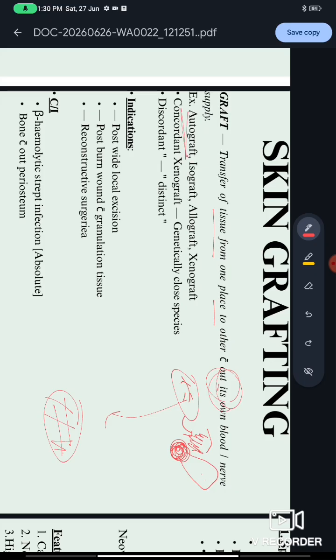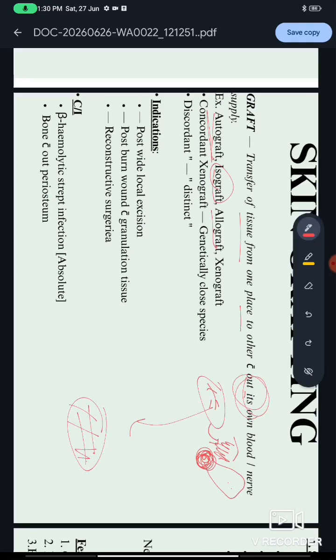Autograft, खुद से लिया खुद को चिपका दिया. Patient's own skin is transferred from one place to another. Then there is isograft. Isograft means identical twin से graft लिया है. Allograft means it is from the same species. For example, from the mother or father or any close relative.